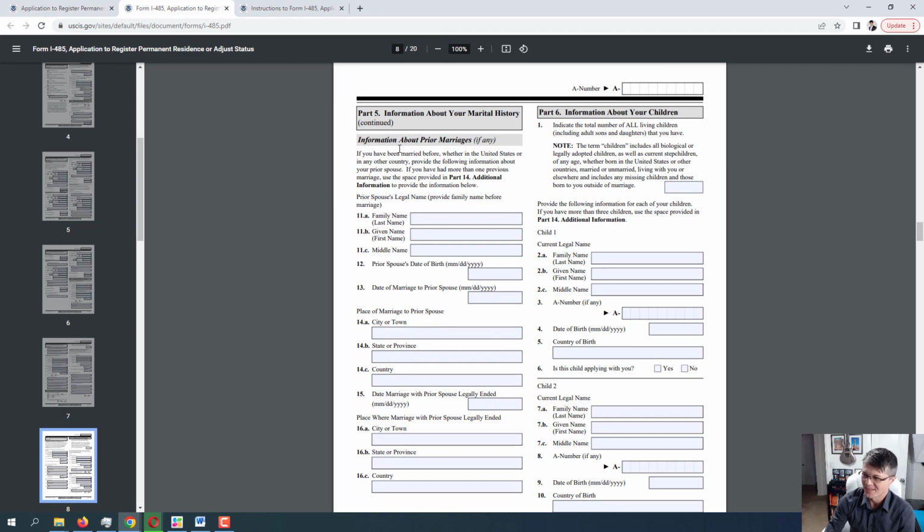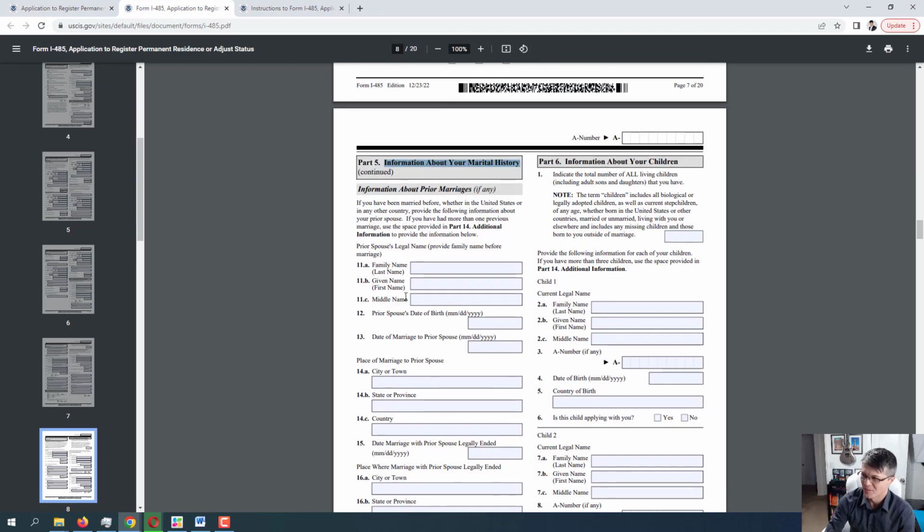There's nothing to misunderstand here. Information about your marital history still goes on if you had multiple marriages. Now we're moving to part 6, information about your children, how many children you have. If you have 0, all of this stuff, just write not applicable, not applicable, not applicable, not applicable. I know it sounds silly, but you don't want to leave it blank.